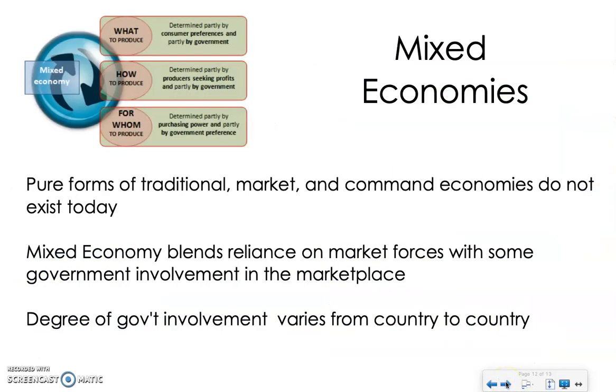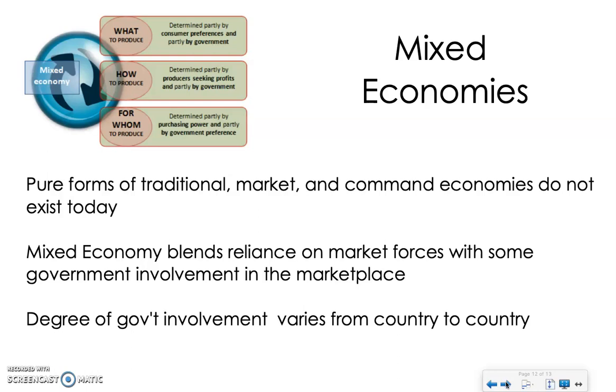So in reality, in today's society, there really are no pure forms of traditional market or command economies. They just don't exist. They're too simplistic. They're too theoretical. Today, we typically see most commonly what we refer to as a mixed economy. A mixed economy is going to blend that reliance on the market forces, so individuals deciding how much of something they want and how much they're willing to pay for it, with some government involvement.